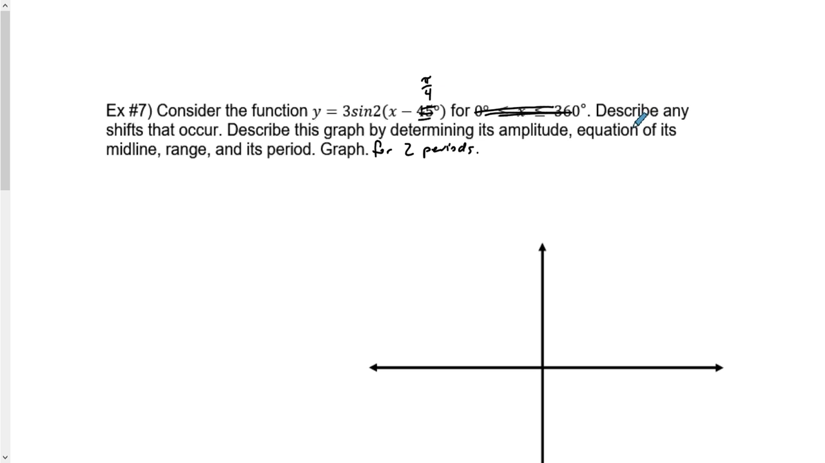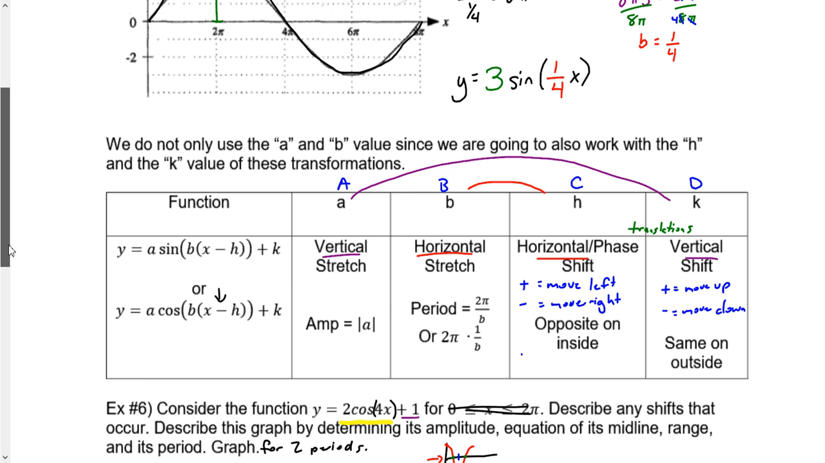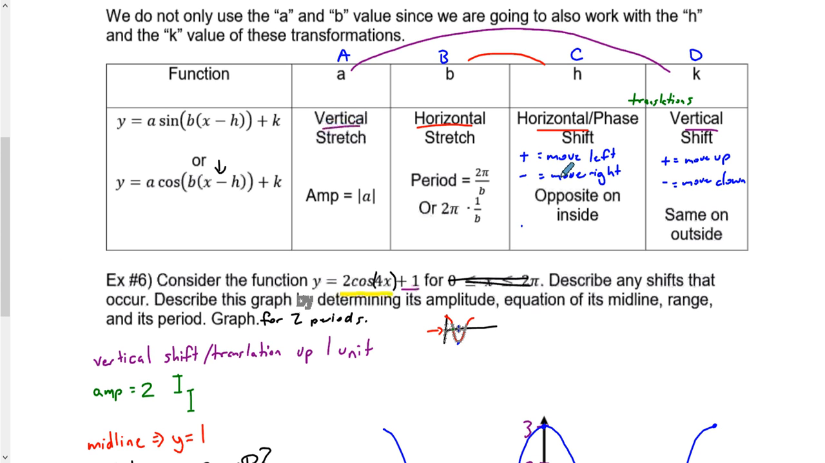Let's do a few things. So first off, we're going to describe any shifts that occur. First off, the shifts, well, it's this one. That is a horizontal shift. It says x subtracting pi over 4. So if we go back, if it says subtracting, it's actually going to be moving right pi over 4.